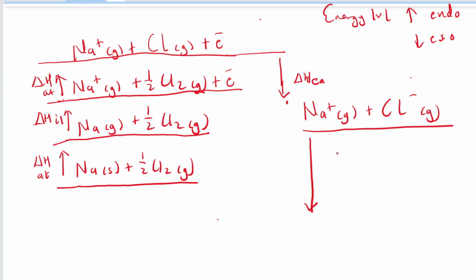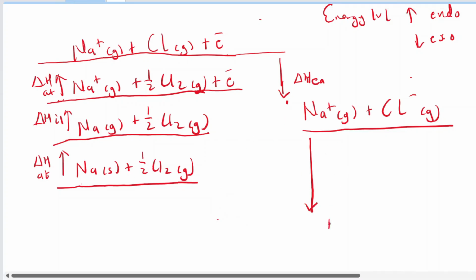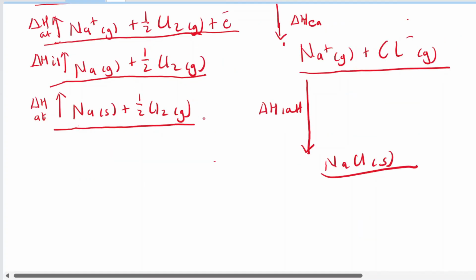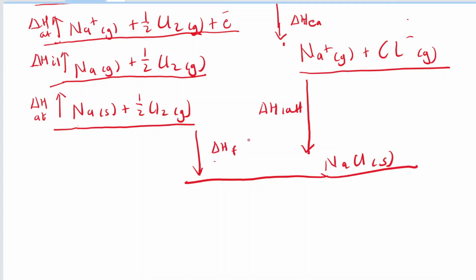So the product for this will be NaCl as a solid, right? Just that. And this will be your delta H lattice. Then from this reactant to this product, this will be your delta H of formation of NaCl.